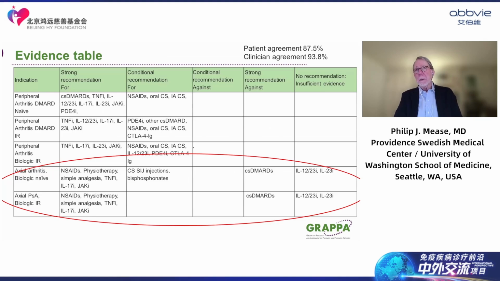Here I've specified that the most recent treatment guidelines from GRAPPA do indicate that certain drugs we just don't know yet, including IL-23 and IL-12/23, which are in the midst of study in a major landmark study known as the STAR study with the drug guselkumab. And we also know that csDMARDs such as methotrexate do not work in the spine.